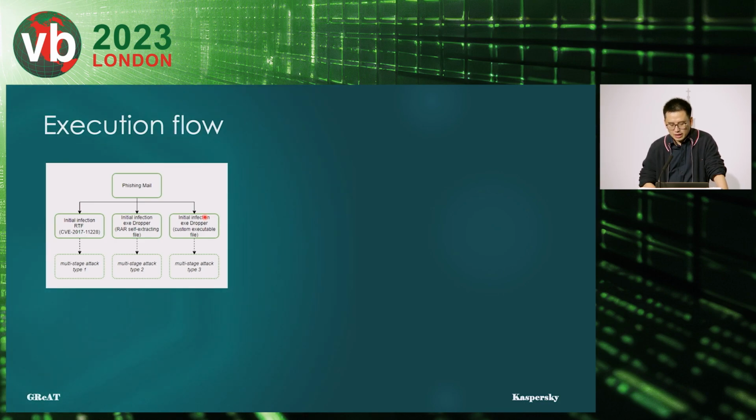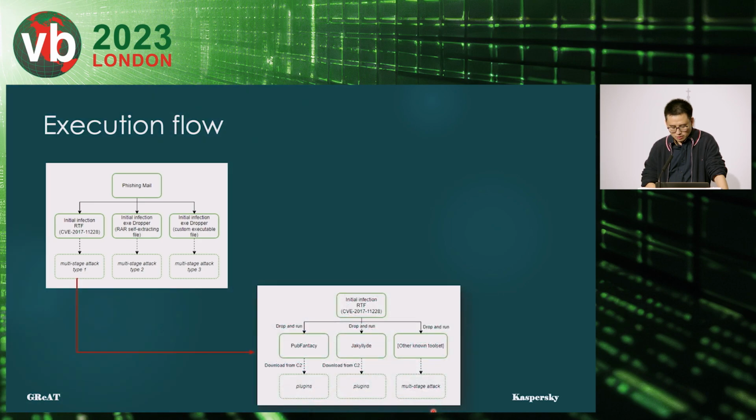Accordingly, we can see that there are 3 different types of multi-stage execution flow. Each type has a different structure and is used to load different payloads. Let's look at type 1 first. Starting from the exploit document, there are 3 options to load different payloads as the first stage. These payloads include PubFantasy and Jekyll High, and some other known toolsets.